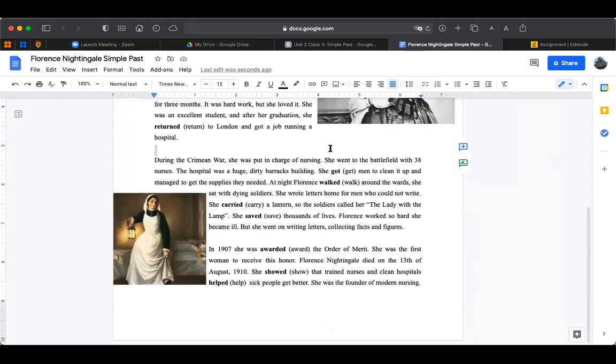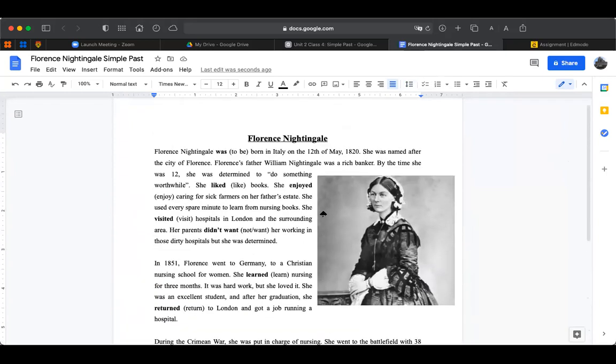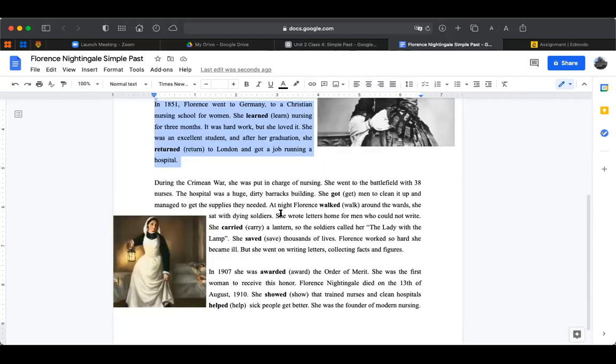Let's see. So she was the first woman to be given the Order of Merit, which is a British thing. And she made a difference because without her, there wouldn't be nursing and you guys wouldn't be studying nursing. Sin ella no hubiese existido su carrera. Very good.